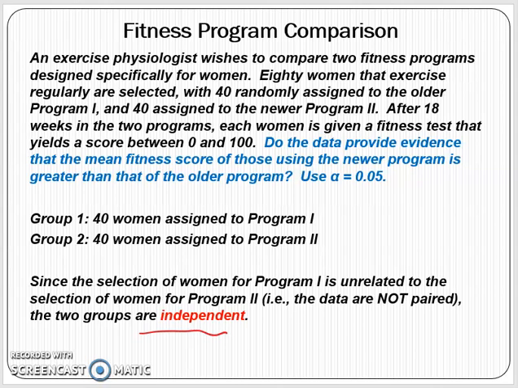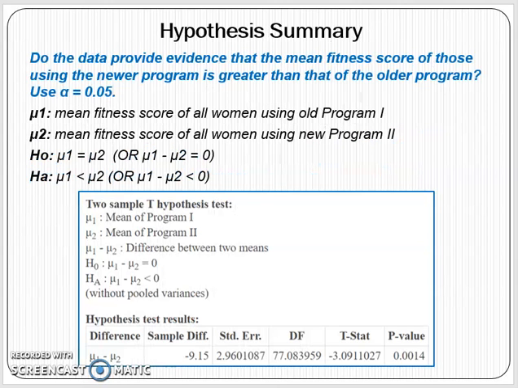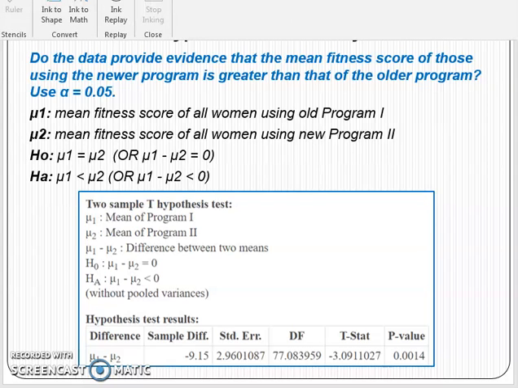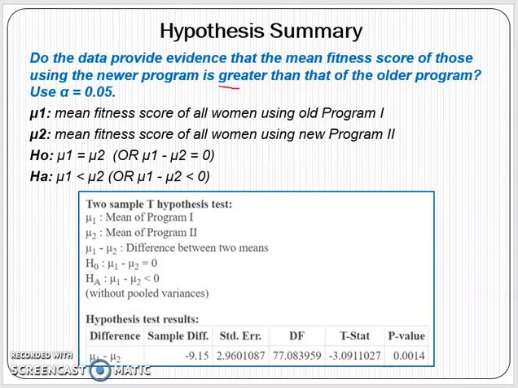And the question of interest: do the data provide evidence that the mean fitness score for all those using the new program is greater than that of the old program? To answer that question, we conducted a hypothesis test. We let mu1 be the mean fitness score for all women using program 1, and mu2 the mean fitness score for all women using program 2. The null hypothesis is that mu1 and mu2 are equal. There's no difference. That's what the skeptic would say. The alternative, what we're interested in, is whether the new program, program 2, produces a greater test score. So the scores for group 1 are less than the scores for group 2.